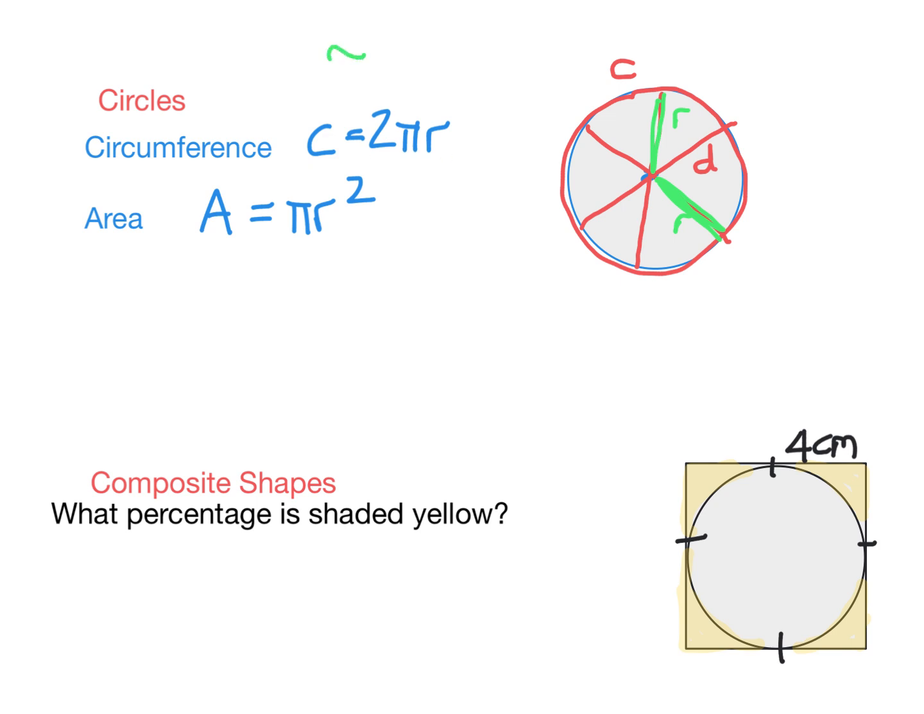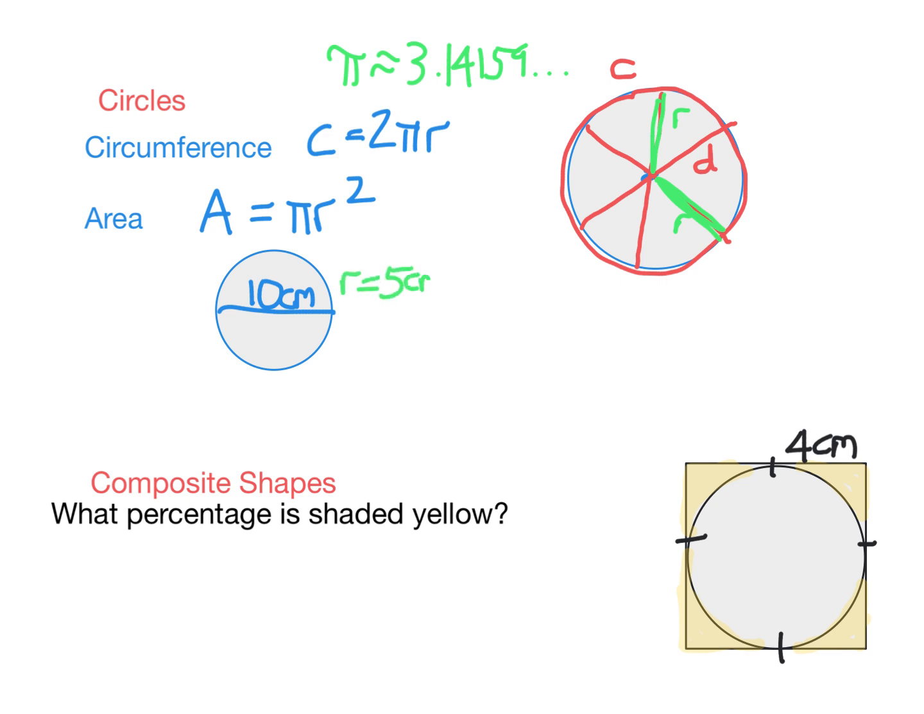Now pi is just a number. It's a very weird number. It's 3.14159. It's irrational, so its decimal expansion goes forever. But it's a number that you can bring up on your calculator. So let's say I have a circle like this, and its diameter is 10 centimeters. That means its radius will be exactly half that, 5 centimeters. Let's find the circumference and the area of this circle.